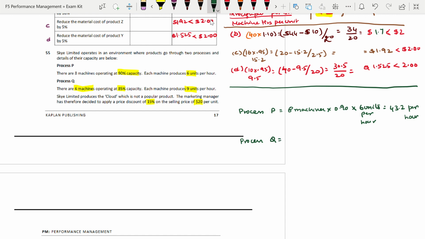Now process Q also. How many machines are there? 6 machines. How much is the capacity? 80%. How many units? 9 units. It comes to how much? 9.